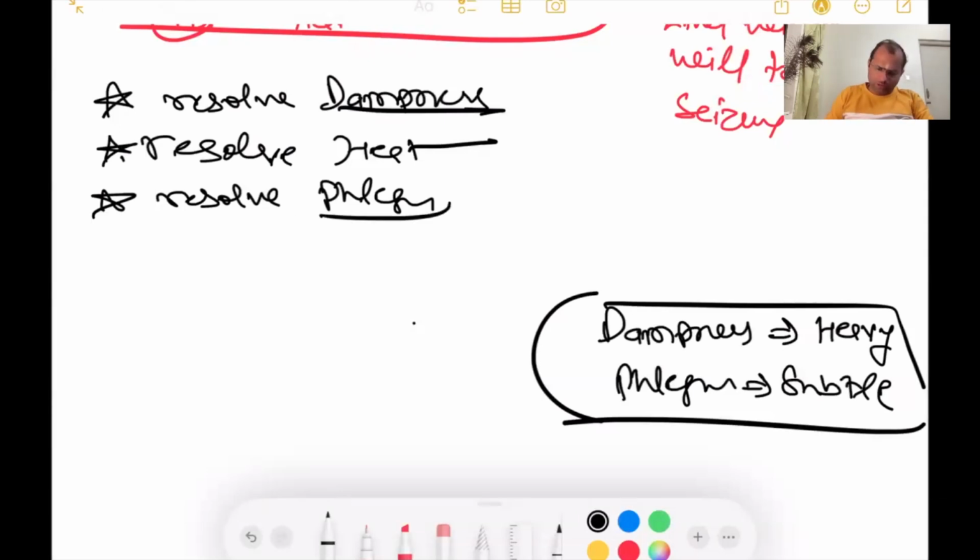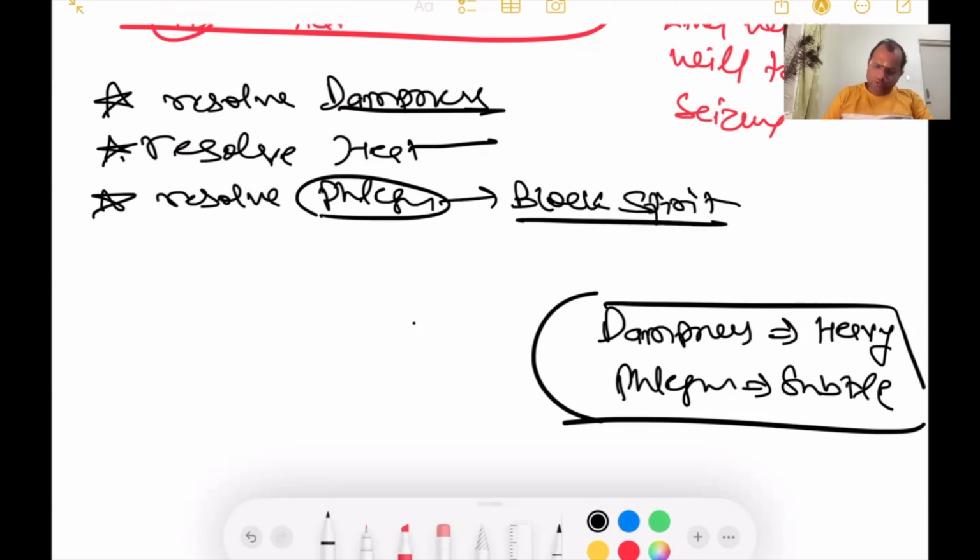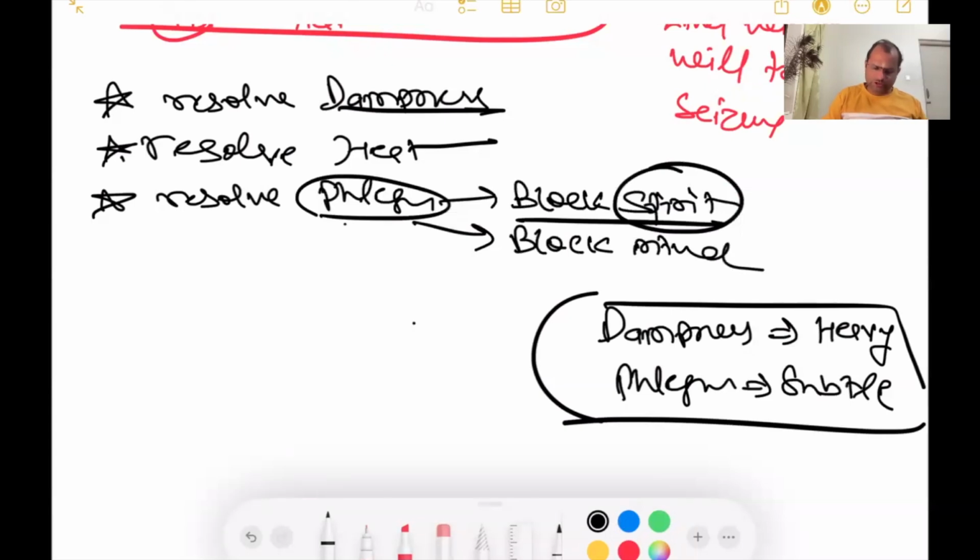Because the phlegm will block the spirit. ये हमारी spirit को block करेगा. स्पिरिट को ब्लॉक करेगा, हमारे माइंड को ब्लॉक करेगा. Phlegm will block the mind because phlegm is very, very subtle. Right.